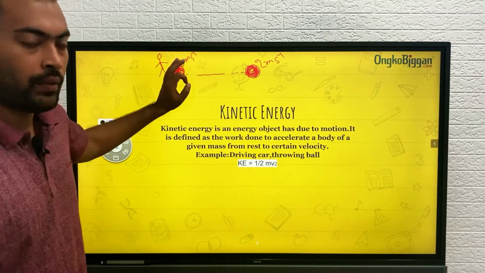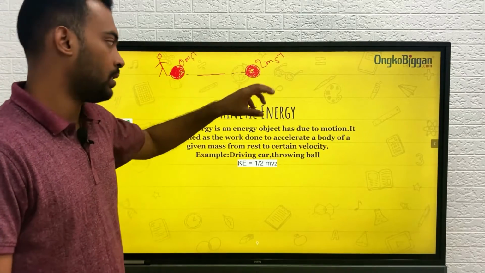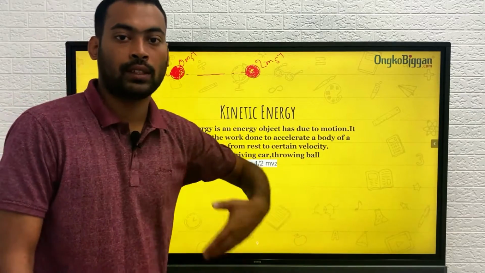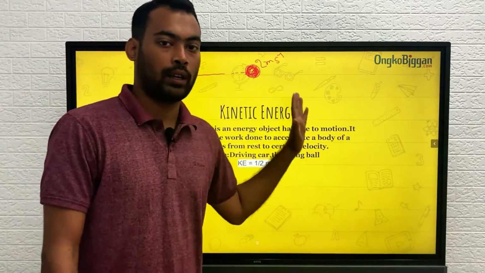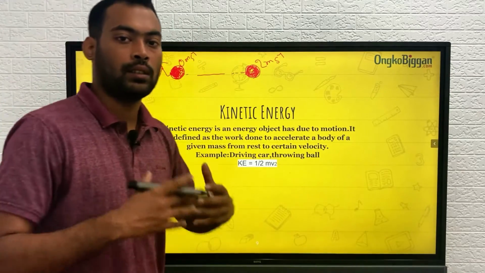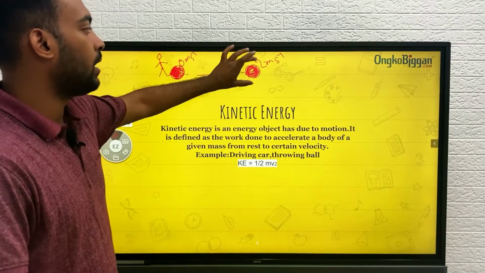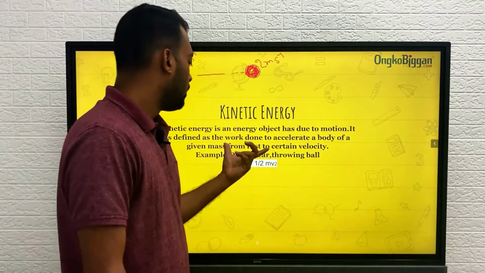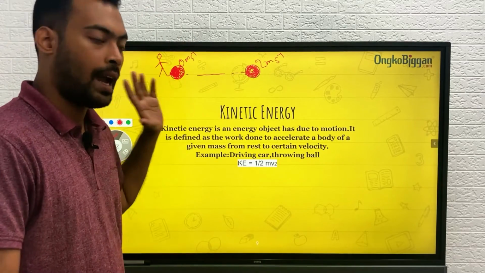When you apply a force and the ball is coming into motion from rest, it's covering a certain distance. So the distance times the force you apply is the work done. So that means a certain work is already being done. When the ball is in motion, at 2 meters per second velocity, that amount of work is called the kinetic energy.